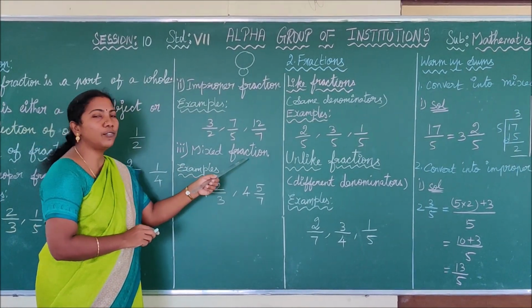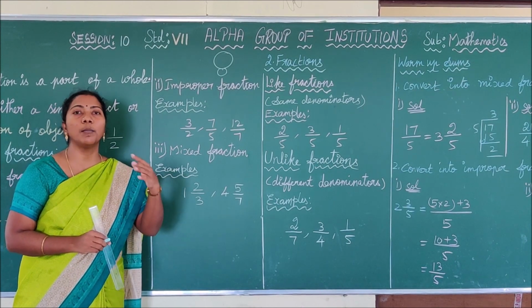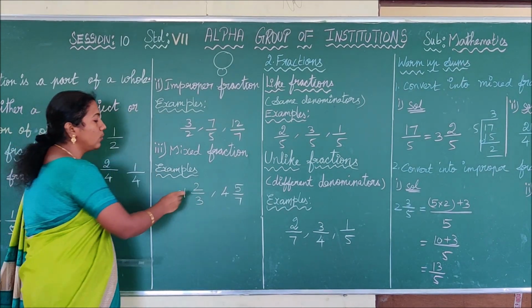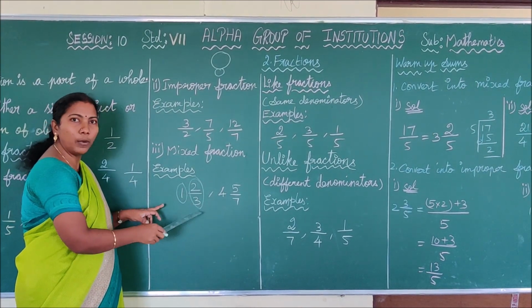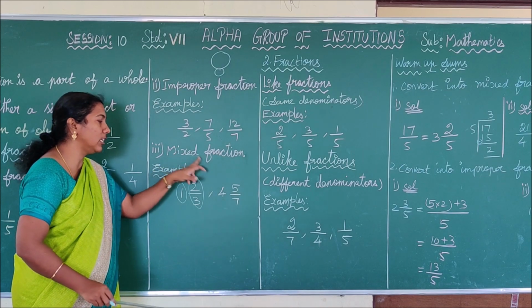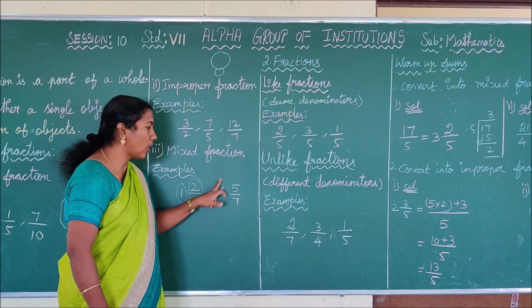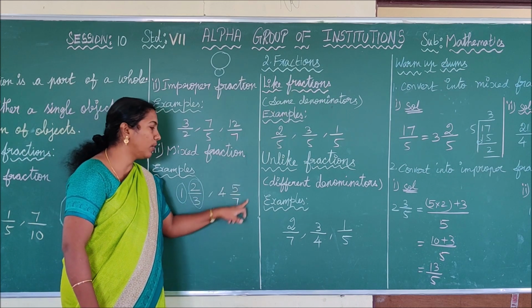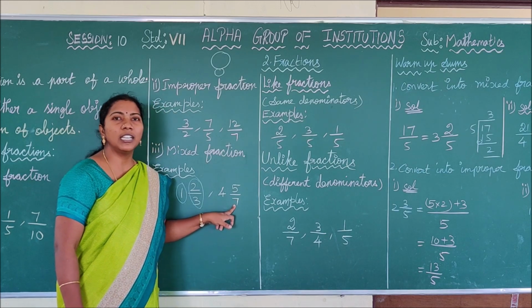What is meant by mixed fraction? Mixed fraction is the combination of a whole number and a proper fraction. See here, this is one whole number 1 and this is a proper fraction. 2 by 3 is a proper fraction. See, numerator is smaller than the denominator. Thus, mixed fraction is a combination of whole number and a proper fraction. Mixed number is a combination of whole number 4 and a proper fraction 5 by 7. Thus, 4 5 by 7 is a mixed fraction.